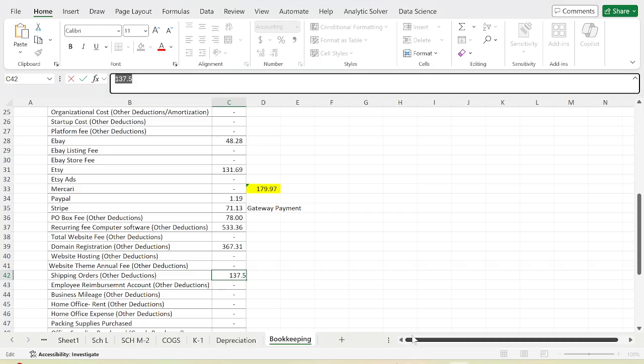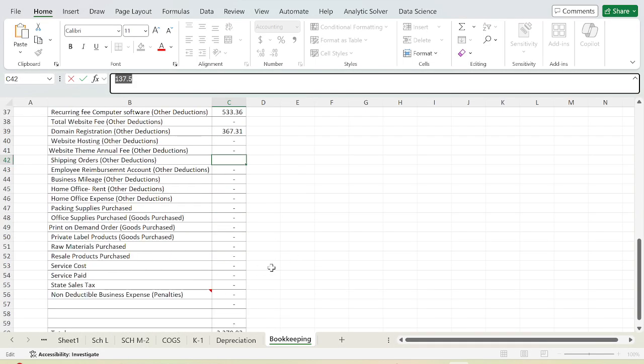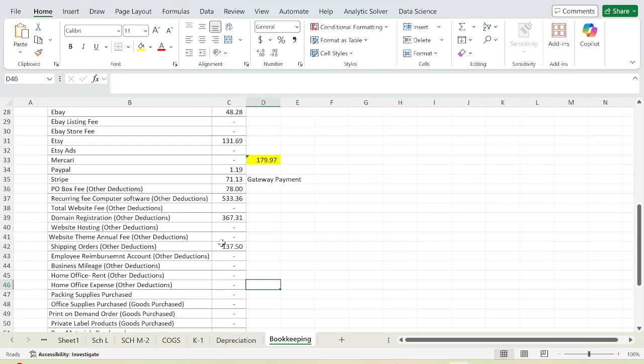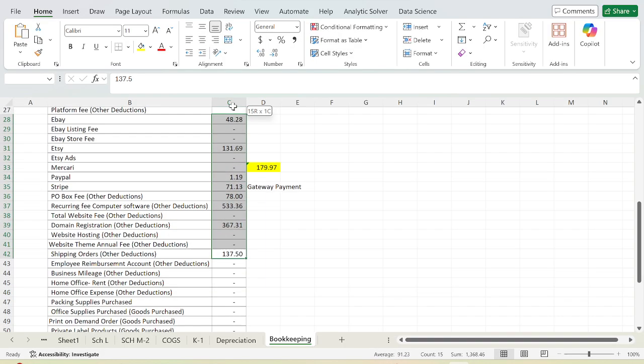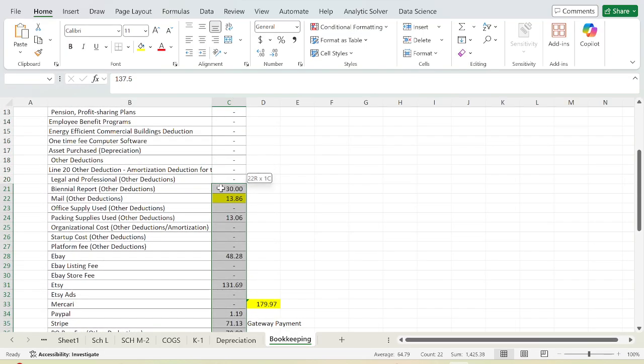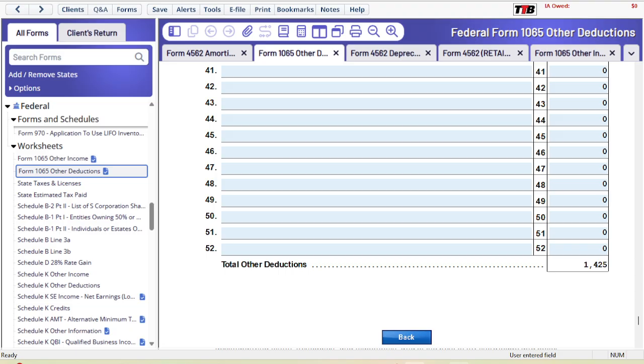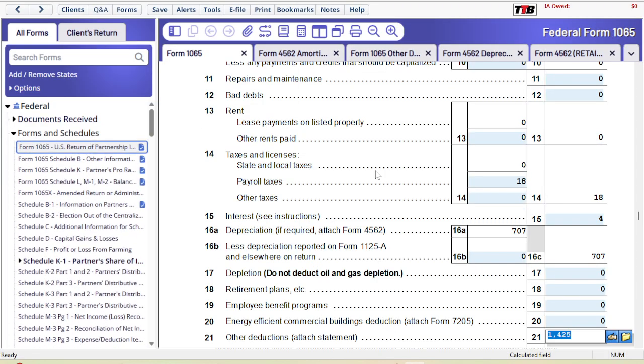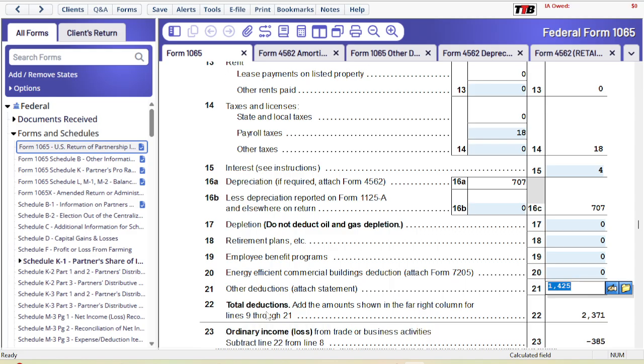$14.25. So we'll go back and see if we have $14.25, starting from here all the way to 30, and that is $14.25. That's accurate because here we have other expenses. So $14.25, that is those other deductions that didn't have a space on the 1065 but was grouped under other deductions.